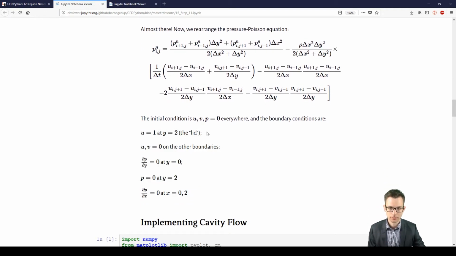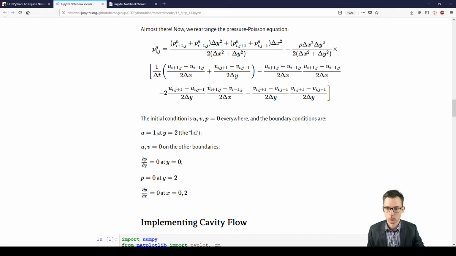As it is a cavity flow, we have defined a velocity at the top. That is y equals 2, that's the lid, and u, the x velocity, is 1. The initial conditions are u, v, and p are 0 everywhere. Then u and v are 0 on the boundaries. And we have the pressure gradient in y is 0 at the bottom, and the pressure is 0 at the top. And we have the pressure gradient in x is 0 for the outer walls.